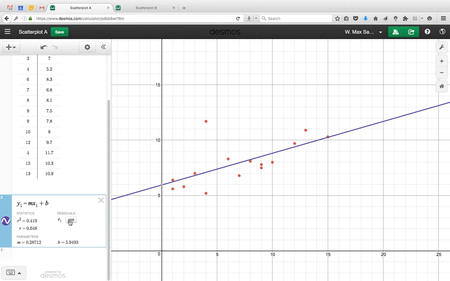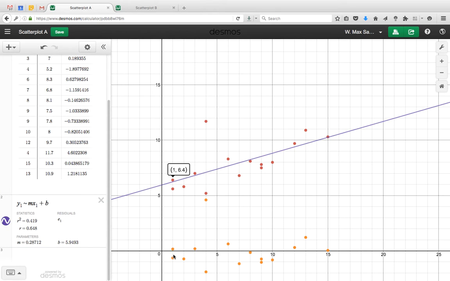What it's going to do in order to plot the residuals is compare this point with the line and see how far above it is. So that point will end up right here, and this point, because it's below the line, will end up right here. Essentially, we're subtracting from each of the y-coordinates what the line of best fit predicts it will be. So this point, 1, 6.4, is ending up at 1, 0.164 because it's being subtracted from there. And this point is ending up down here.